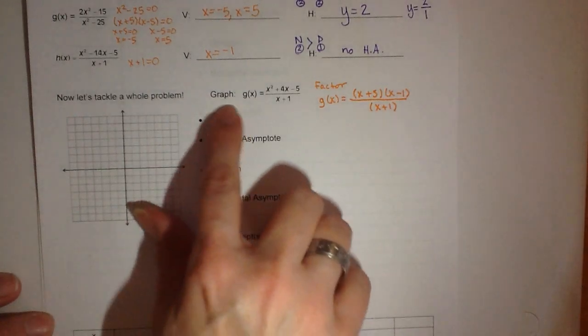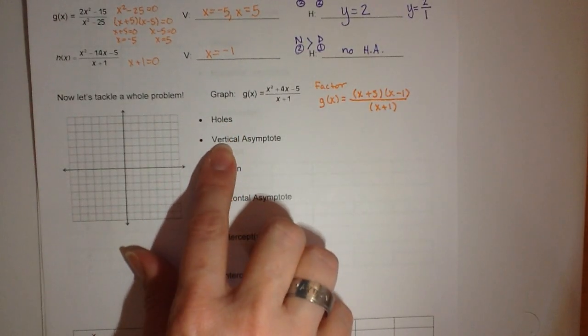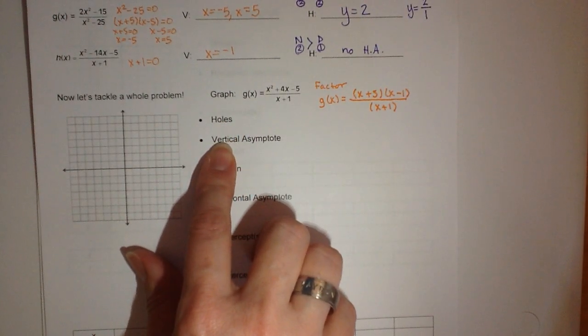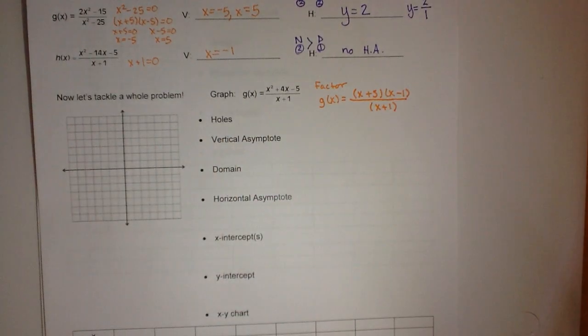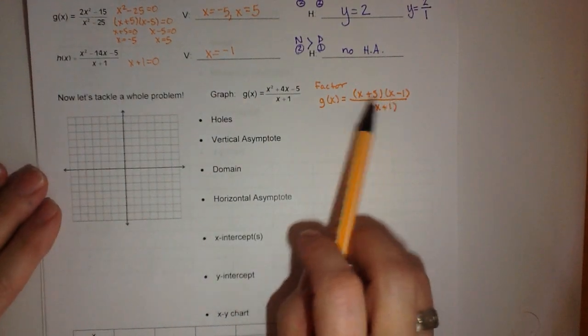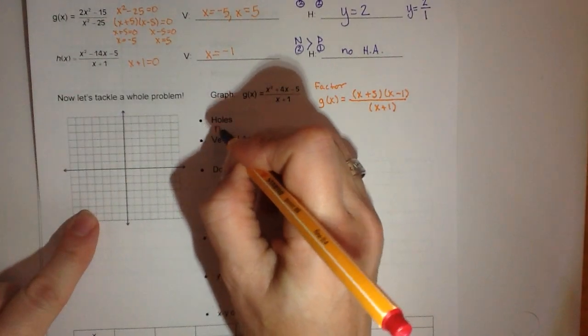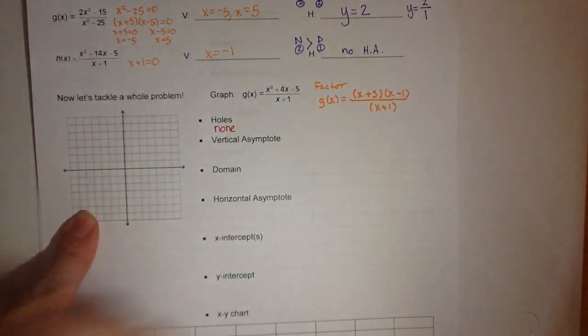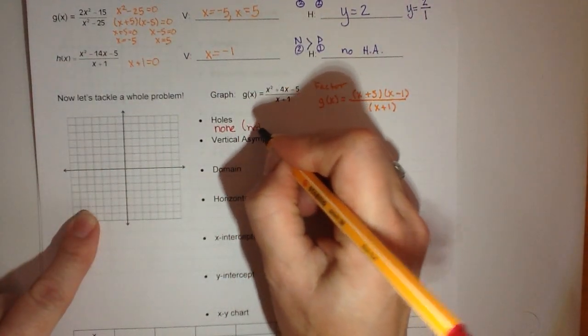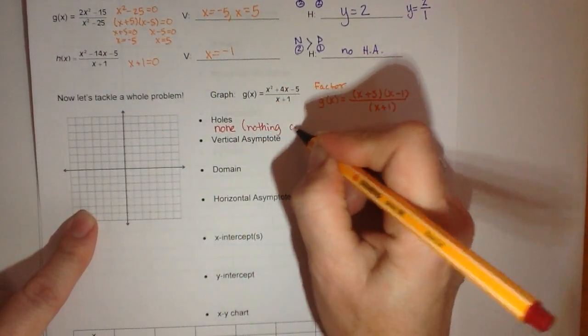After it's factored, we're going to look for any holes and vertical asymptotes. Remember that holes happen when you are able to cancel a common factor from the numerator and the denominator. So we look at our numerator and our denominator, you can see that there is nothing in common, so nothing will cancel, which means that there are no holes. So there are none because nothing cancels.